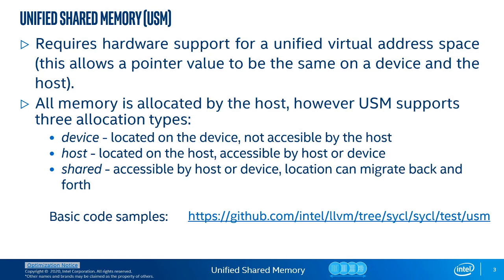There are three types of allocation in USM: device, host, and shared. All types of allocations are performed on the host. Device allocations are allocations in device local memory. You can read and write to this memory on the device, but you can't directly access it from the host. In order to move data between regular allocations in host memory and device allocations, you need to use explicit copy operations like memcpy.